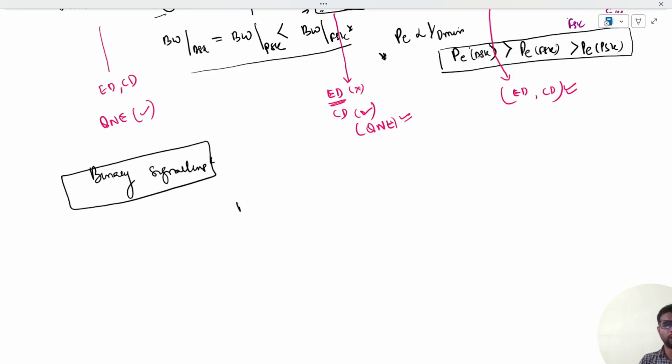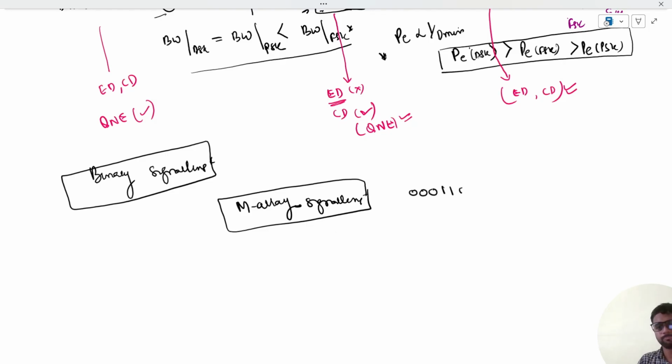Now let us move to M-ary signaling. M-ary signaling. Suppose M-ary signaling, what do we do? We group the bits into one, like suppose we take these 2 bits and we arrange them into one symbol. Array of one symbol. Okay.